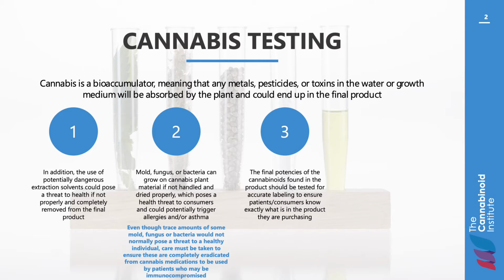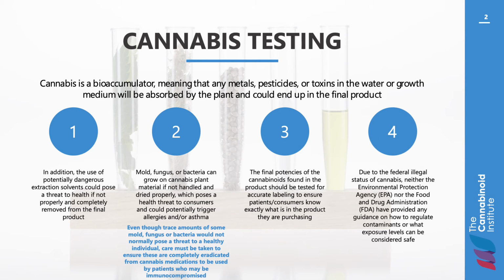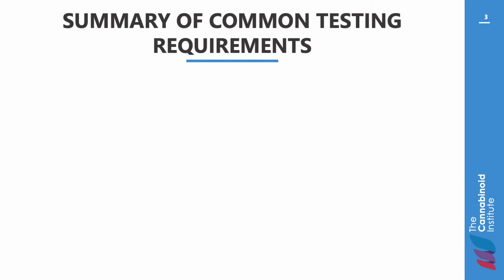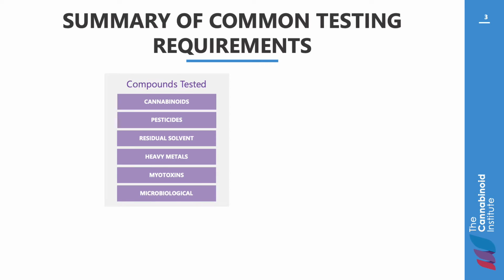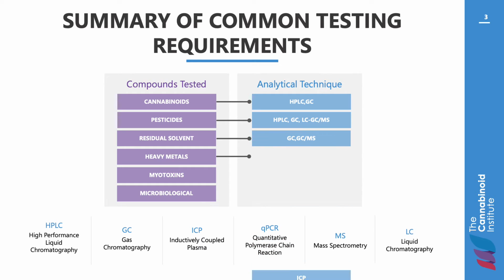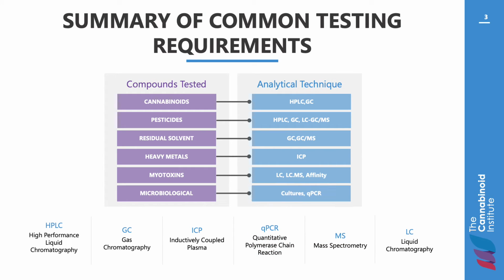Due to the federal illegal status of cannabis, neither the EPA nor the FDA have provided any guidance on how to regulate contaminants or what exposure levels can be considered safe. Most controlled cannabis programs require testing for cannabinoid potency, pesticides, residual solvents, heavy metals, mycotoxins, and microbiological contaminants. These tests are run through a variety of analytical testing processes, which can create significant cost to the dispensary company. However, these tests are deemed necessary for any well-regulated cannabis program.